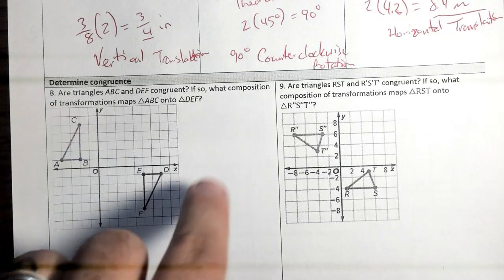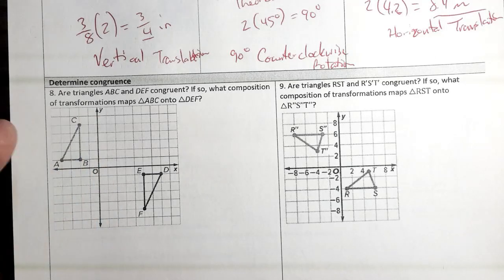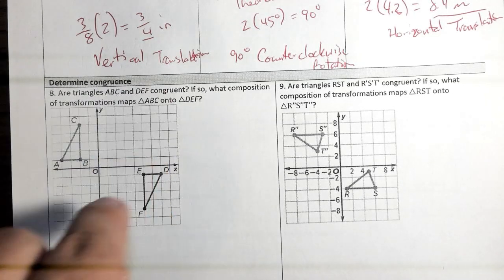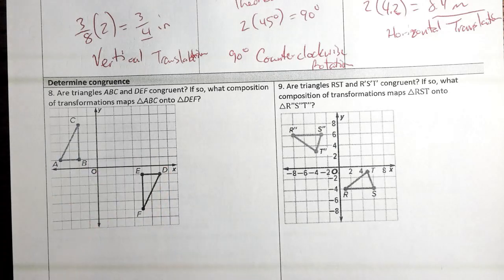It says, are these triangles congruent? And they are. Just trust me. If so, what composition of transformations maps ABC onto DEF? So we're starting here and we're going here. And this just takes some practice. You can do the math, and I'll show you the math. But I'm going to show you by eyeballing this, okay?